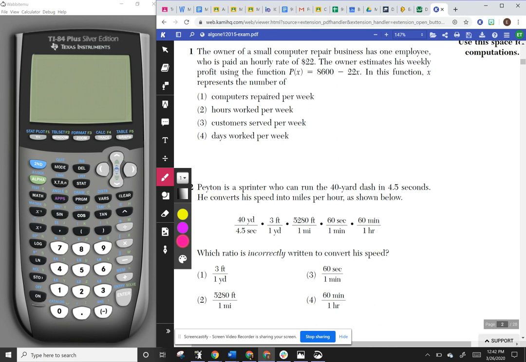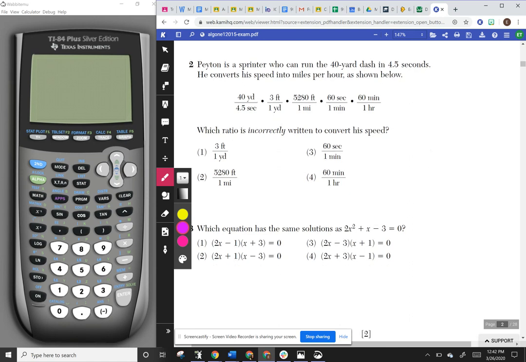In this function, x represents the number of what? Okay, so we see x is paired with 22 in the function. And we know $22 is the hourly rate of the employee, right? So we know this is going to be $22 per hour. So this x is going to be the per hour. So x is the hours worked per week.